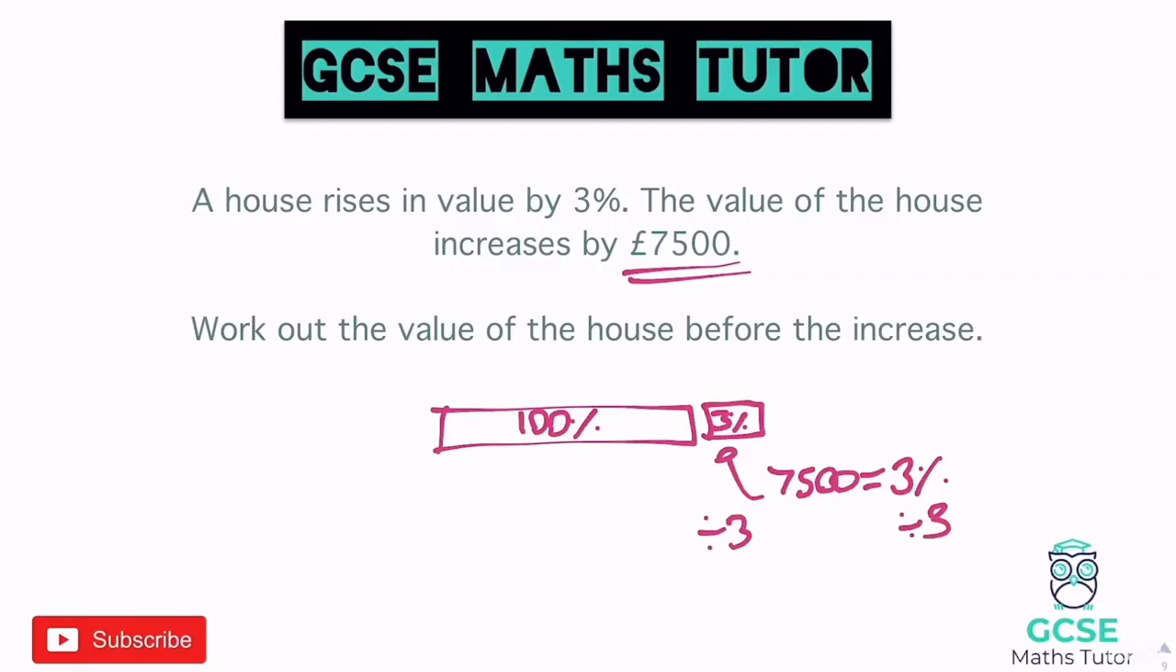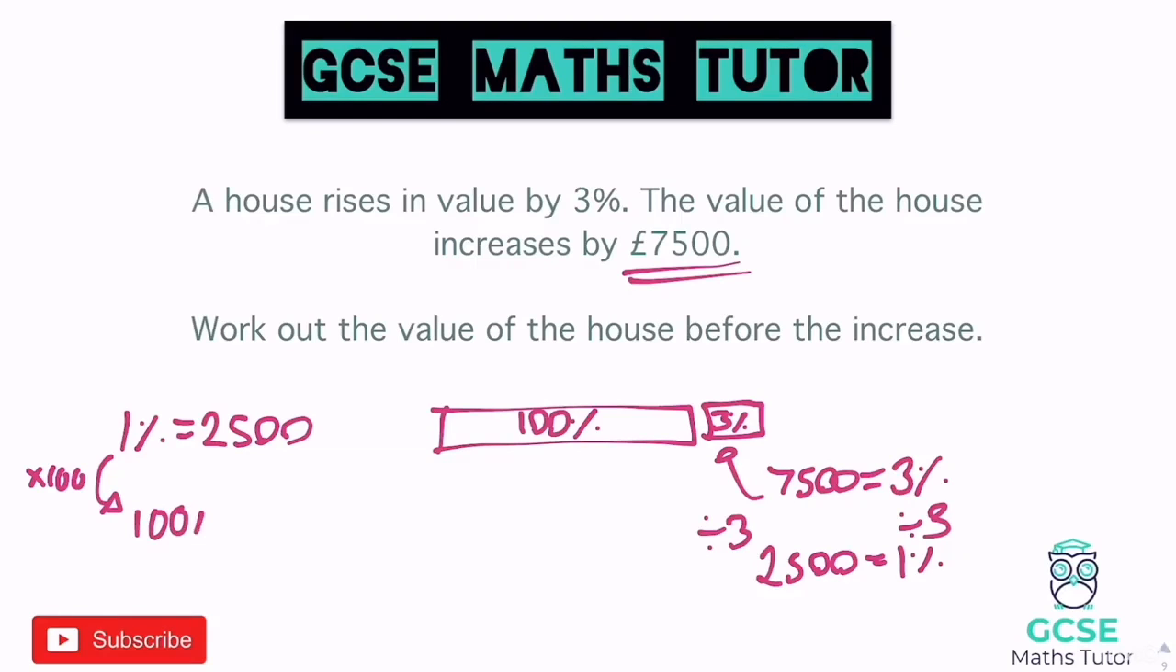And again, we can do that on a calculator or using Better Bus Stop, but 7,500 divided by 3 is 2,500. So 2,500 equals 1%. And again, we can times that by 100. So over here, if 1% equals 2,500, we can times that by 100 to get our 100%. So 100% will equal 2500 with another 2 zeros, and that's 250,000.